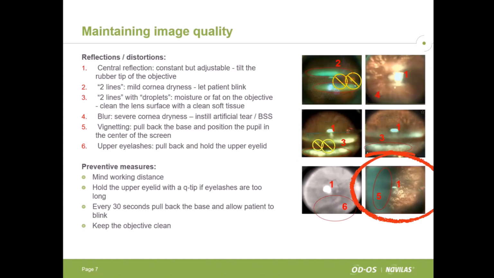Vignetting of the image is usually caused by poor handling. Pull back the base, position the retina reflex in the center of the screen, and slowly move the camera forward. Repeat until the working distance is reached. Eyelashes can also be seen on the camera image, and the upper eyelash is visible at the bottom of the screen. Make sure you hold the upper eyelid if you treat in the lower hemisphere.